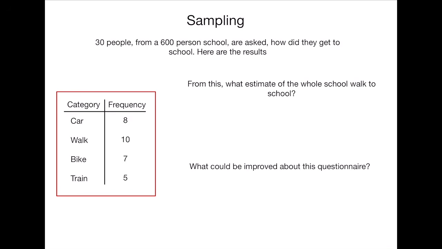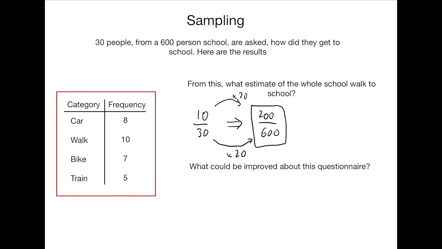As you can see in our sample, 10 out of 30 people walk to school. But the school actually has 600 people in it. So what have we done to get between 30 and 600? We've multiplied that by 20, so we can scale it up by a factor of 20. So it is safe to assume from our sample that 200 people walk to school.